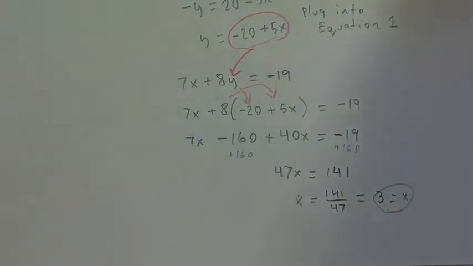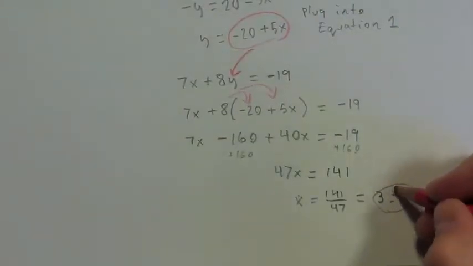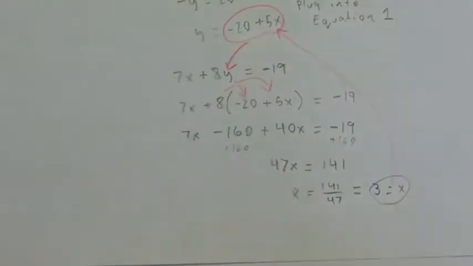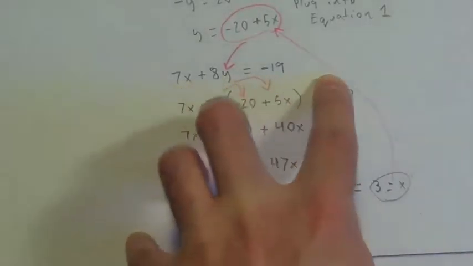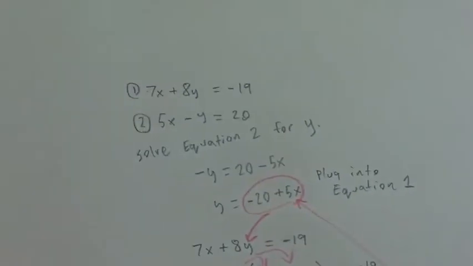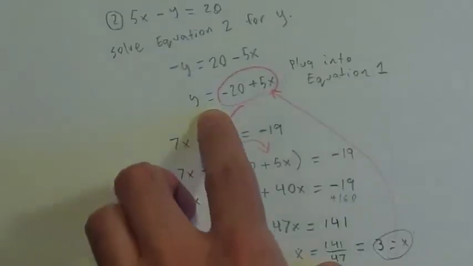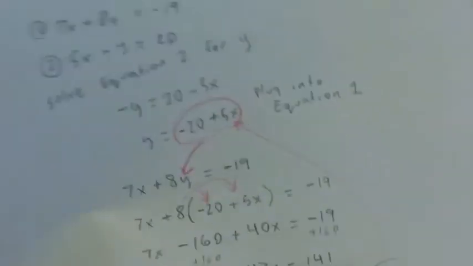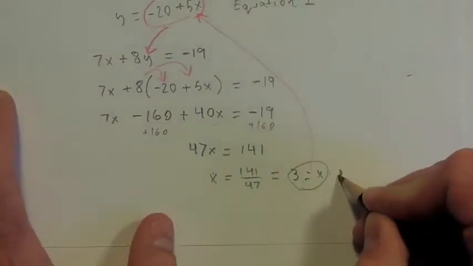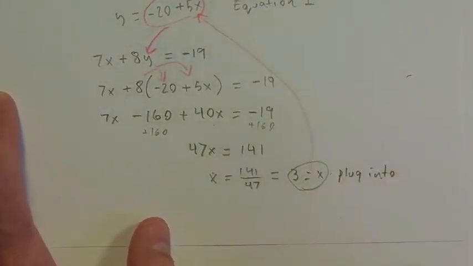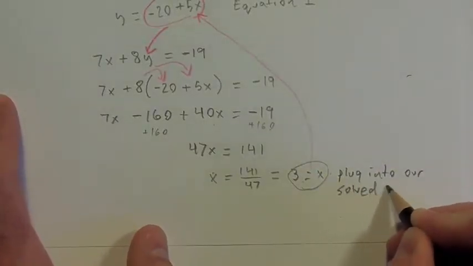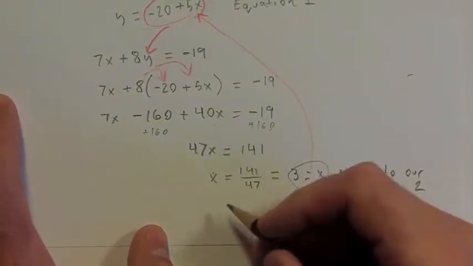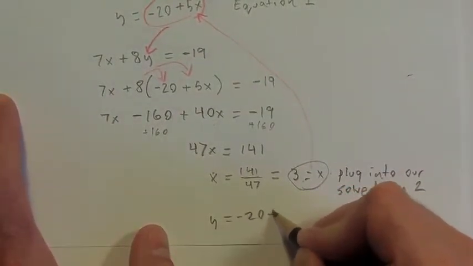Now we're going to take this and plug it back into this formula. You could plug it back into anything. You could plug that 3 back into here, but we'd have another equation to solve. You could plug it back into here, but again, we'd have another equation to solve. It's usually easier to just plug it right back into the one that's already solved. So we're going to plug it back into our solved equation 2, which was y is equal to negative 20 plus 5x.